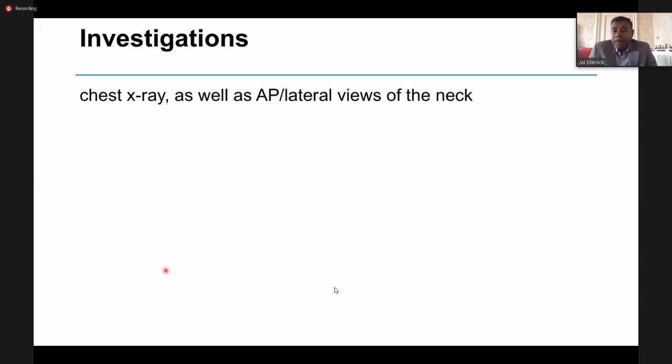Good. So what are the investigations you do? The basic investigations are chest X-ray, AP and lateral views, which will provide useful information. But there are many useful specific investigations which we will discuss later. But chest X-ray is crucial for any neck trauma patient.